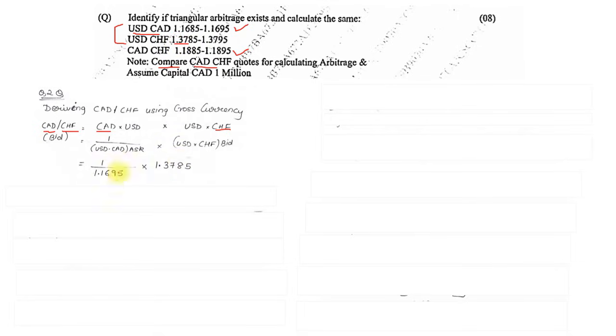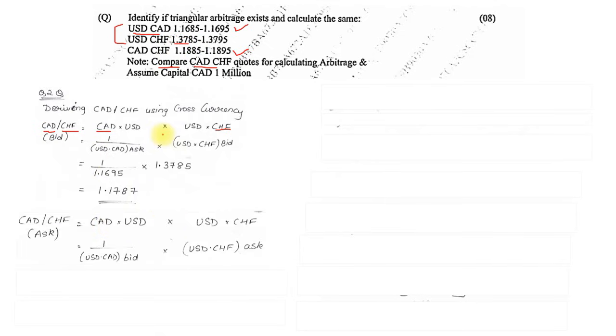Okay, so we divide, we multiply, we'll get the bid rate as 1.1787. Same way, we need to find the ask rate. The first part was in the opposite direction, so it will be 1 upon bid, and the other one will be taken as 1 upon ask. Again, we took the values, multiplied, divided, and we get the value as 1.1806. Now this is a very simple cross currency.